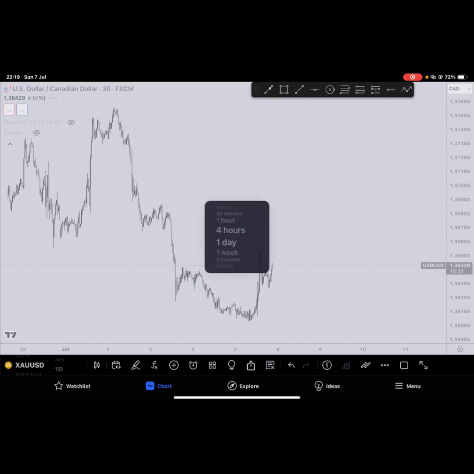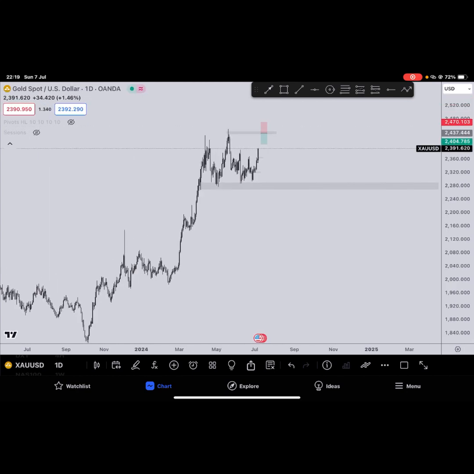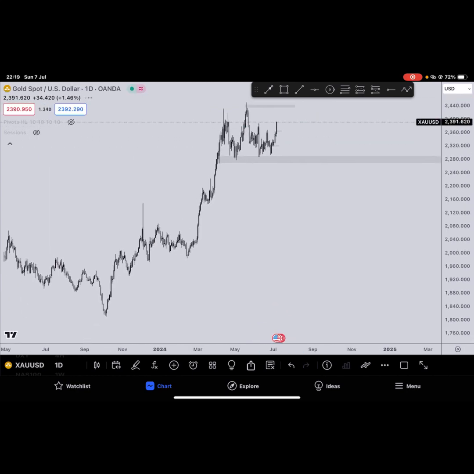Then for gold, those people that trade gold, this is for my family that trade gold. So let me help you guys with the analysis. Gold too is also on an uptrend.